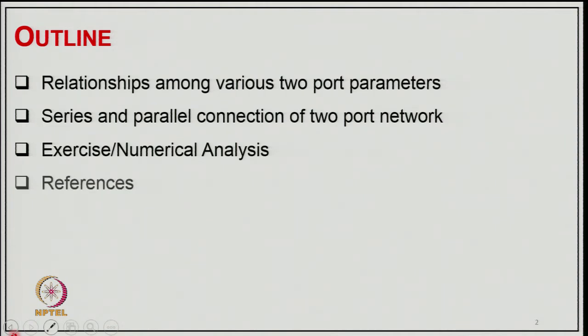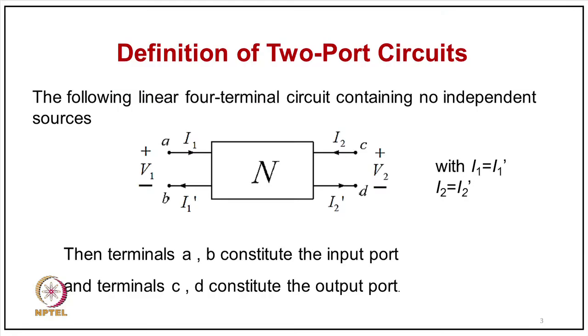So, we already discussed the definition of a two port circuit: a linear 4 terminal circuit containing no dependent sources, which we call a network. So, you can have this as a two port network. We have an input voltage V 1 with the current I 1 and, of course, return current I 1 dash, and similarly for the output port we have V 2 and current I 2 and then I 2 dash, where we can say I 1 equals I 1 dash and I 2 equals I 2 dash.